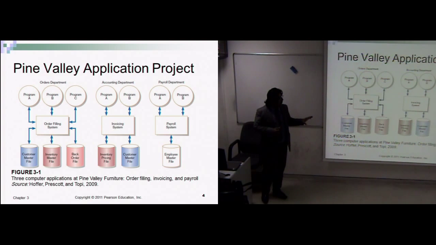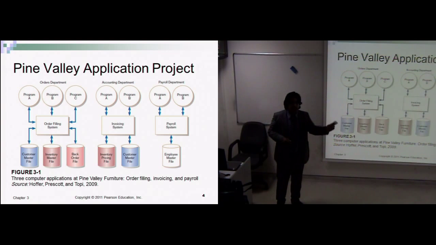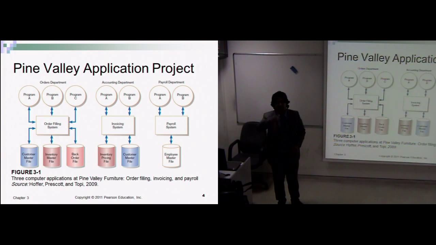So we saw that there are 3 systems running at the Pine Valley Furniture Company. One of them is the order filling system, the other is the invoicing system, and the third is the payroll system. At this stage, the information is scattered everywhere, right? If somebody needs some information, he has to go there, ask that buddy, he refers him to another guy, he refers him to another guy. So it makes a big problem for him to organize information. So this was one problem.